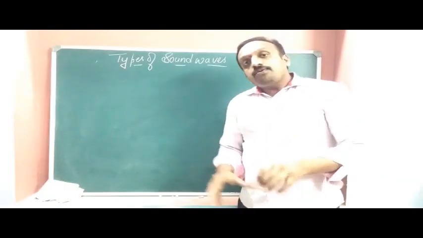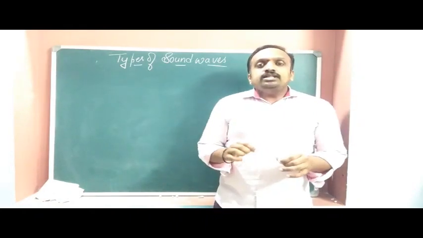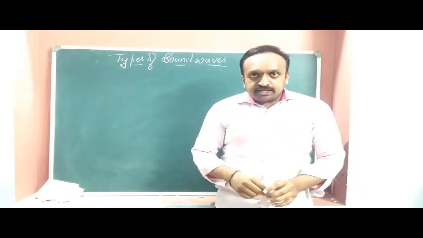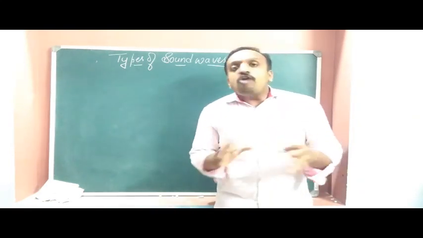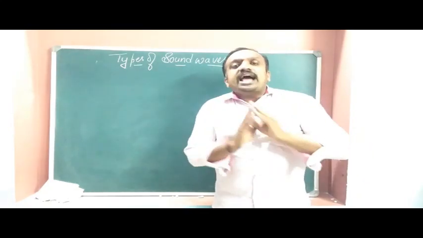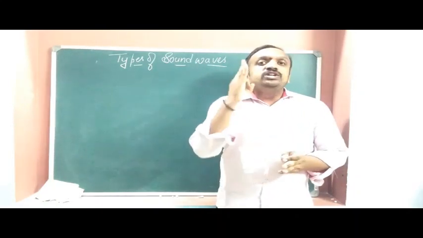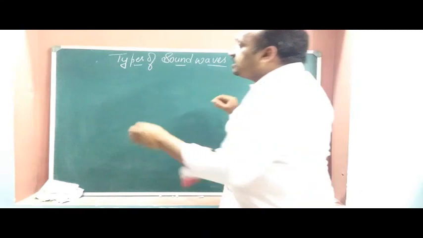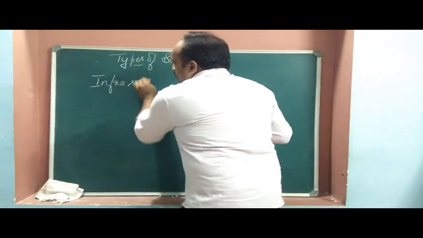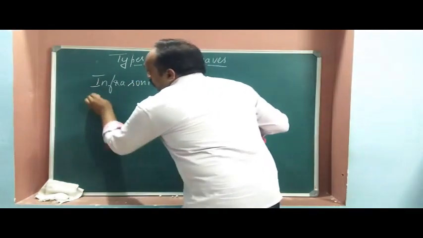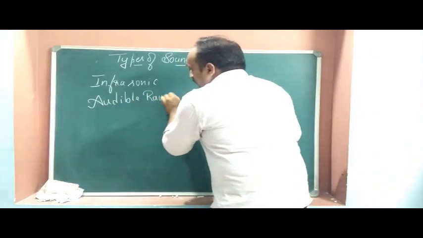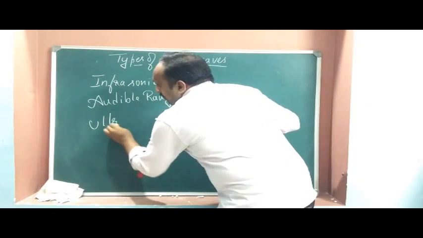Yes, students, now I am going to tell the types of sound waves based on their frequency. Means based on frequency, how we are going to divide the sound waves. Broadly, we classify the sound waves into three categories. First one is infrasonic. Second one is audible range. And the last one is ultrasonic.